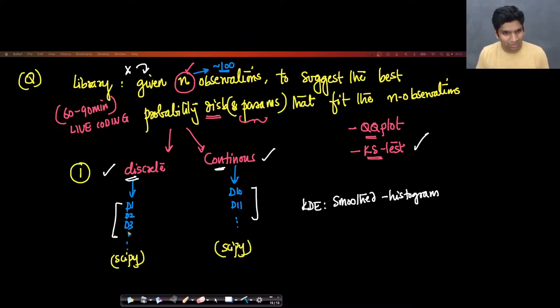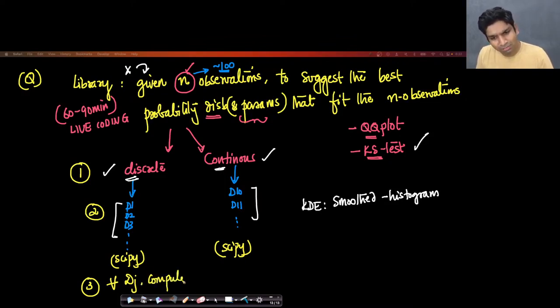Then, this is the second step, get all the distributions. Third step, for each distribution, compute the parameters of the distribution. For each distribution, let me call it dj, for each dj distribution, compute parameters. Because without computing parameters, how will you do the KS test? Your parameters could be some theta. These parameters change from distribution to distribution.